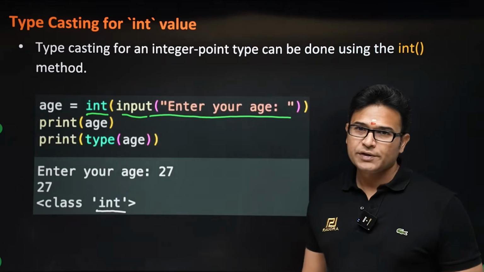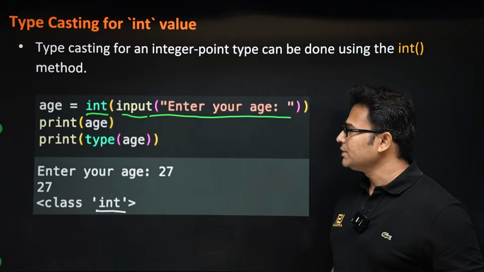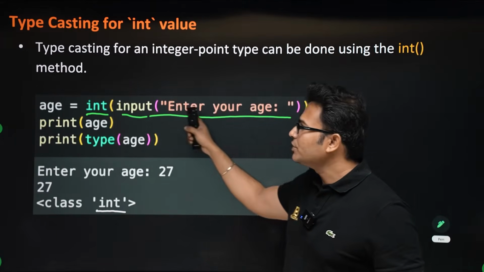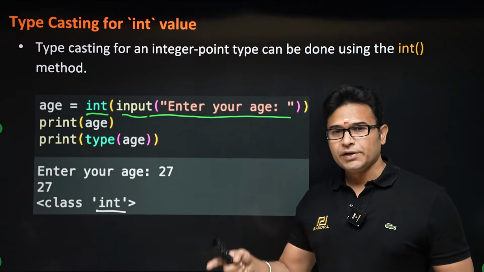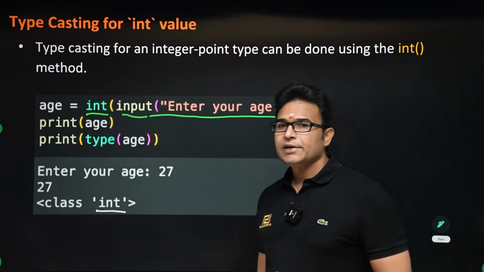I hope you are following this. What I am saying is, whatever input you are reading, pass it to the int function, that will convert the string into an integer. That is why when you see the type, you are getting int.